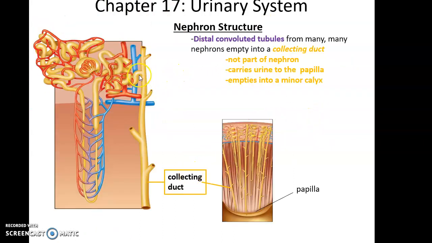From here, the filtrate will enter a structure called the collecting duct. The collecting duct will be collecting urine from many, many nephrons. So once the filtrate enters the collecting duct, it is no longer in a nephron, and it is officially considered to be urine. The urine is then carried down to the renal papilla at the apex of the renal pyramid, and then it'll empty out into the minor calyx and then eventually make it to the urinary bladder.